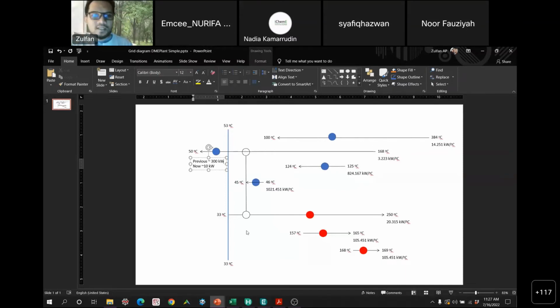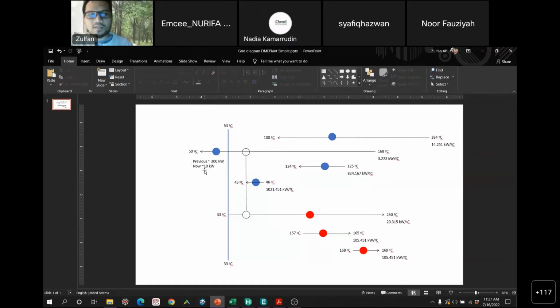Now, by exchanging heat over here, we can see that it's about 10 kilowatts. So we reduce this cooling utility from 300 to 10 kilowatts in this particular case. But then how much does that leave us over here? If we say 50 degrees C to 168 degrees C, how much is that? 50 to 168, how much is the delta T? It's also roughly about the same.